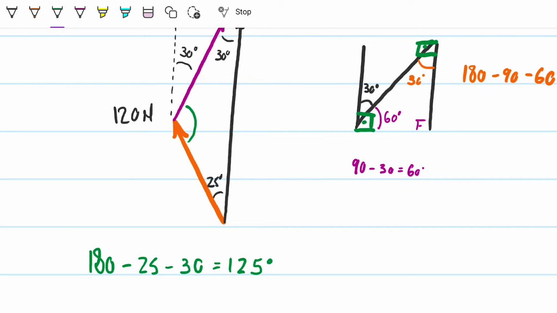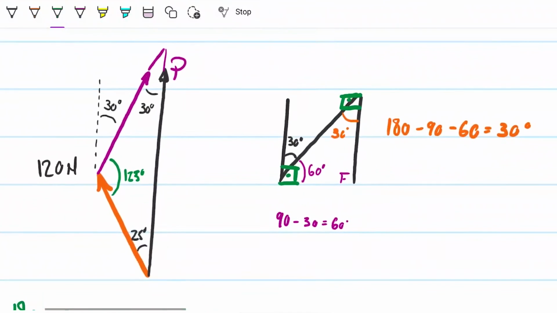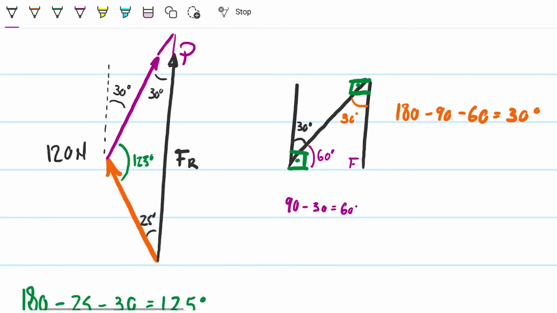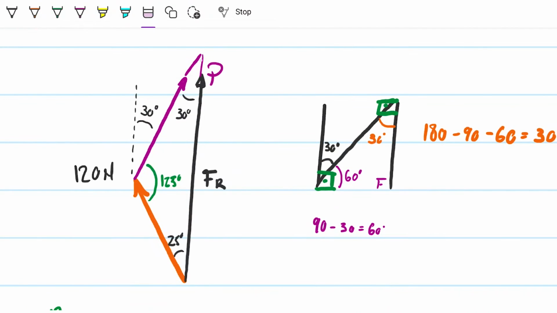Okay, so it gives us 125. Why is that important? Because now I have defined this triangle. Basically, I have completely defined this triangle. All the unknowns I can possibly wish for, I can grab now, because this black line here is my resultant force, right? Force resultant. This purple line here, or pink, is my P, okay?